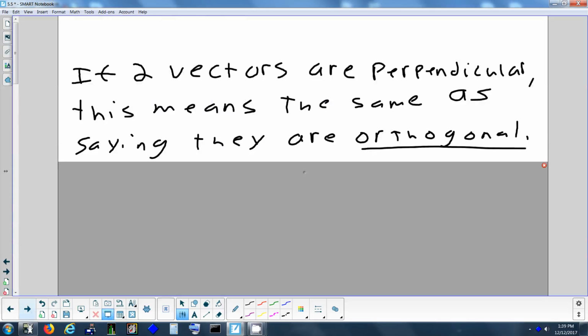So when they talk about two vectors being perpendicular, you can use the word perpendicular, that's fine. But most of the time they use the word orthogonal. It means exactly the same thing. It's just a word they use with vectors, just there to confuse you. Don't get confused. So on the test, if the directions say, are the following vectors orthogonal? It just means, are they perpendicular?